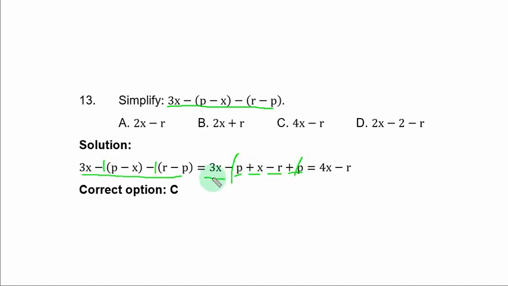Minus p plus p is 0. Now 3s plus s is 4s, and you have minus r left. So you have 4s minus r. C is the correct option.